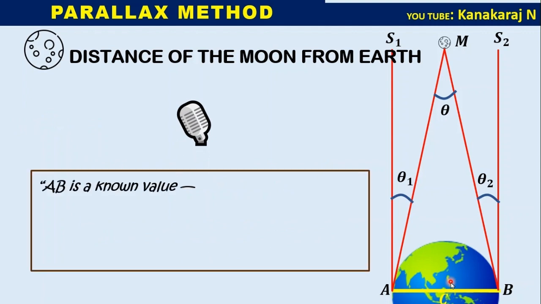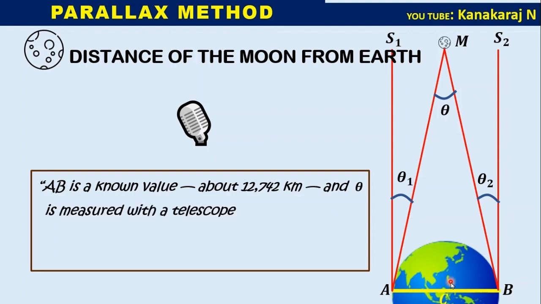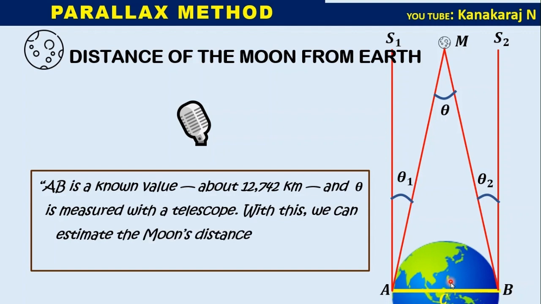AB is a known value, about 12,742 km, and theta is measured with a telescope. With this, we can estimate the moon's distance from the Earth, roughly 3,84,000 km.